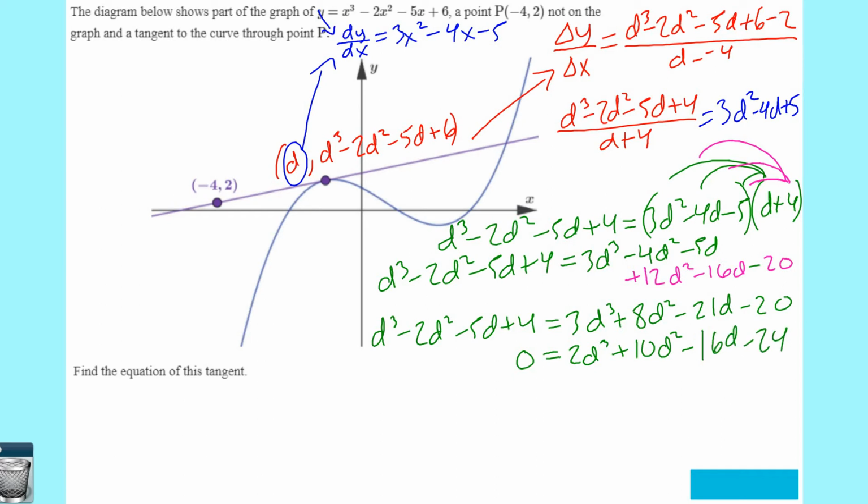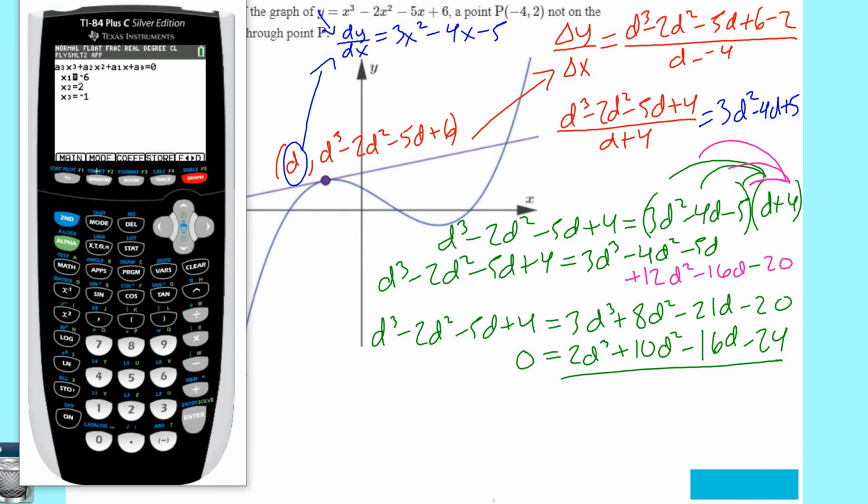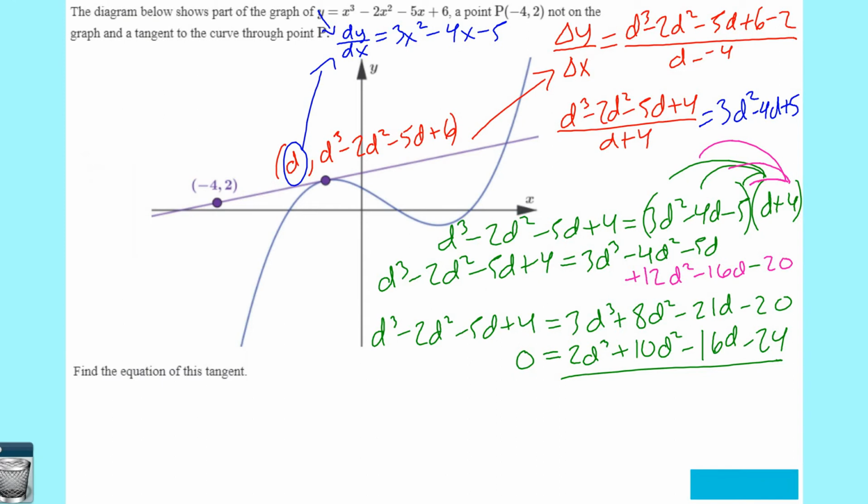Okay, so I made another mistake. I forgot to move that 5D and 4 over. So now this is what you get. Ugh. So now when I plug it into my graphing calculator, okay, so now when I put my coefficients in correctly and I hit solve, I get 3 answers, -6, 2, and -1.